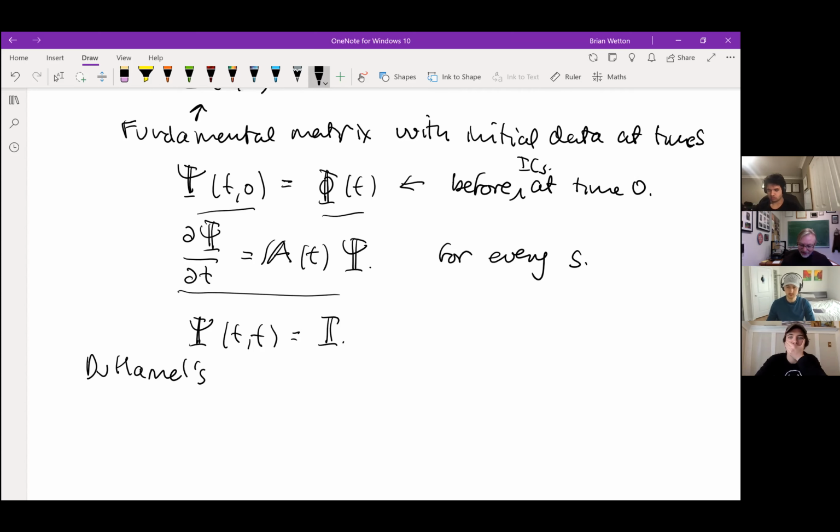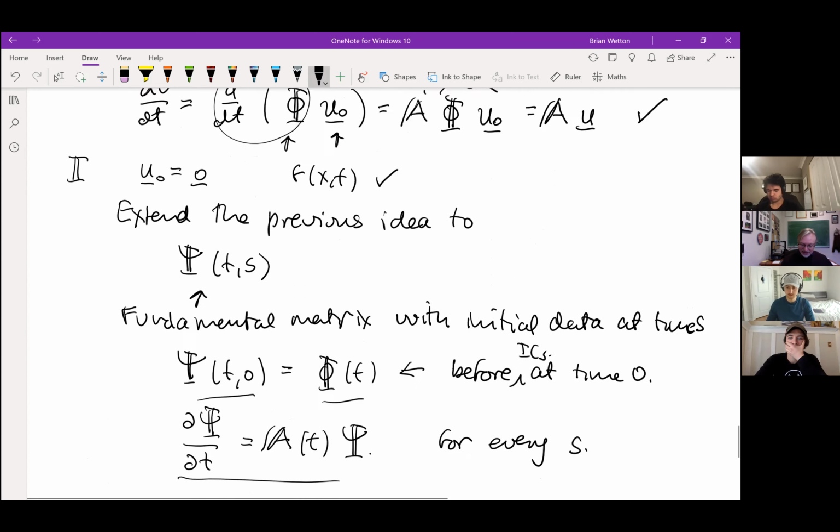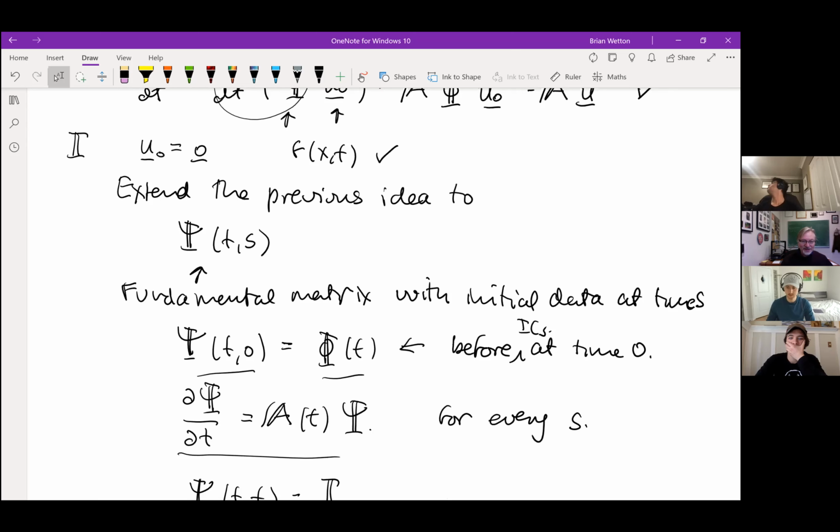Oh, the question is, I don't understand what this new matrix is. This is the same as the old matrix, except I'm allowing initial data, not just at time 0, but at other times, time s. So if I gave initial conditions at time s and solved the problem, this is the fundamental matrix that would come up.